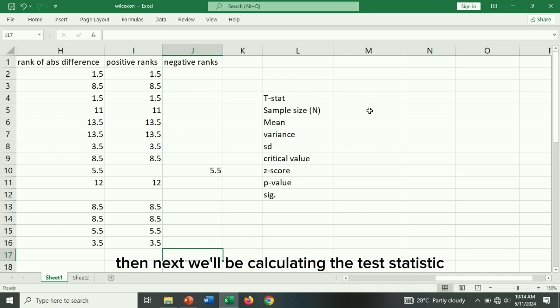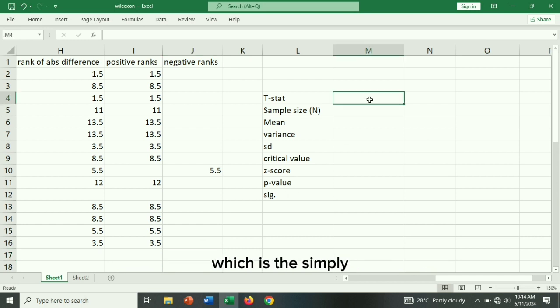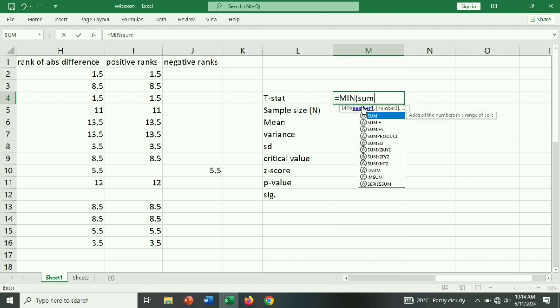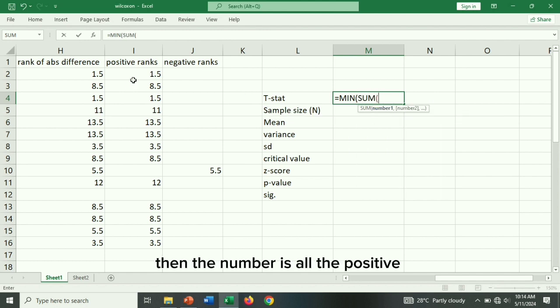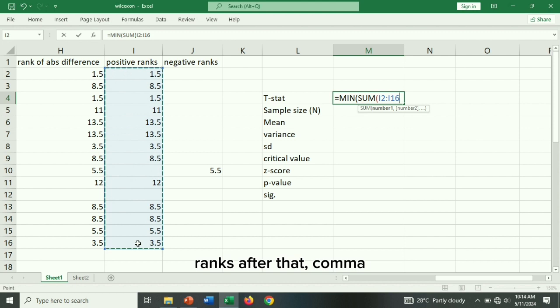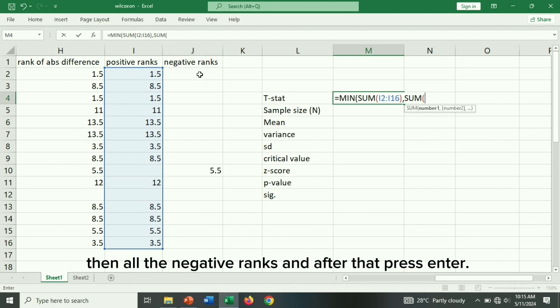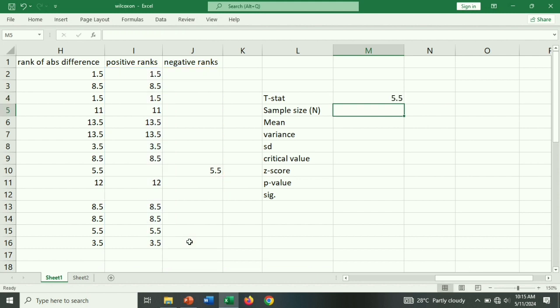Then next, we'll be calculating the test statistic, which is simply the smaller of the sum of positive ranks or the sum of the negative ranks. So in this cell, input equals again, MIN, then input SUM, then the range of all the positive ranks, after that, comma, then another SUM function, then all the negative ranks, and after that, press enter.